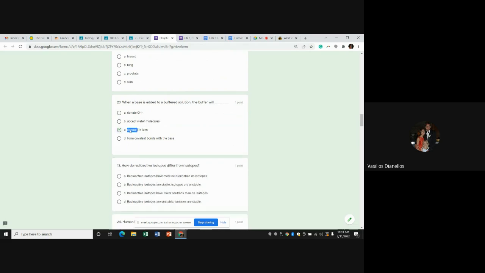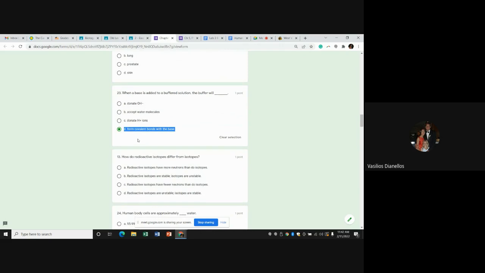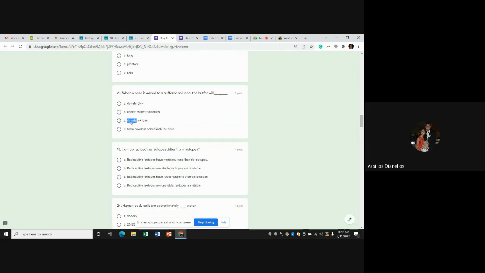Donate H plus ions. There's the correct answer, because that's the opposite, right? An acid is the thing that has H plus ions. So if you add a base, the buffer is going to do what the acid does, which is donate H plus ions. And of course, forms covalent bonds with the base? No one said anything like that in the lecture. So the answer is donates H plus ions.